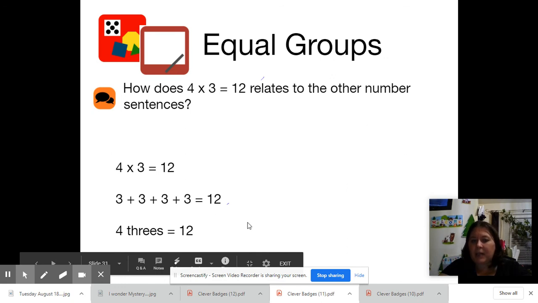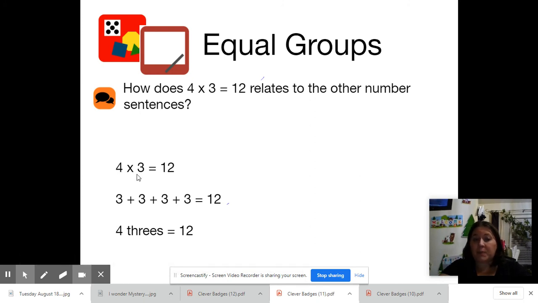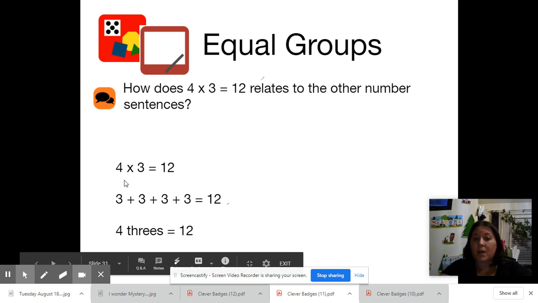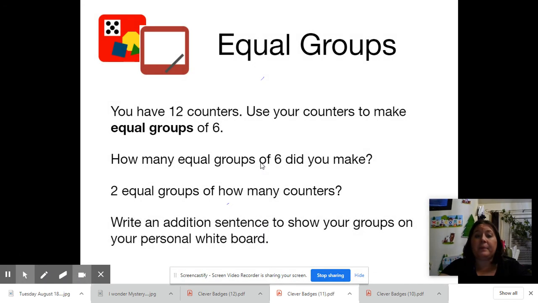We're just taking that repeated addition and our unit form, and we're going to squish it and make it more efficient. And we're going to multiply. So it's the same thing. 4 groups of 3, 1, 2, 3, 4 groups of 3 equals 12. So 4 3s, 4 groups of 3 equals 12. It's all saying the same thing.